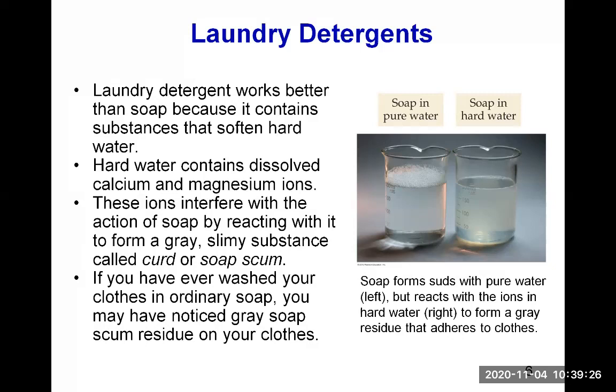But in the hard water, because there is calcium and magnesium in the water, it will react to form a gray residue, which is a solid powder. The calcium and magnesium react with the ions from the soap and make that gray residue that will adhere to your clothes and will not make them really clean.